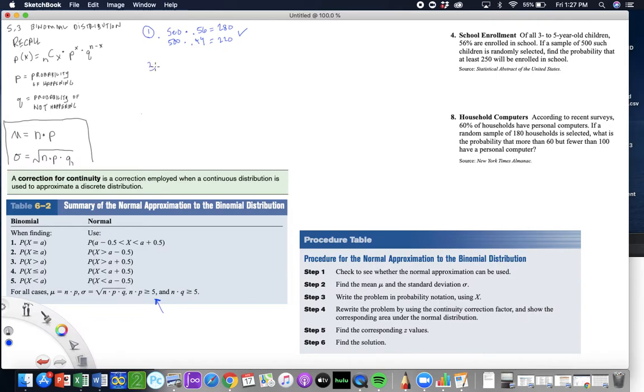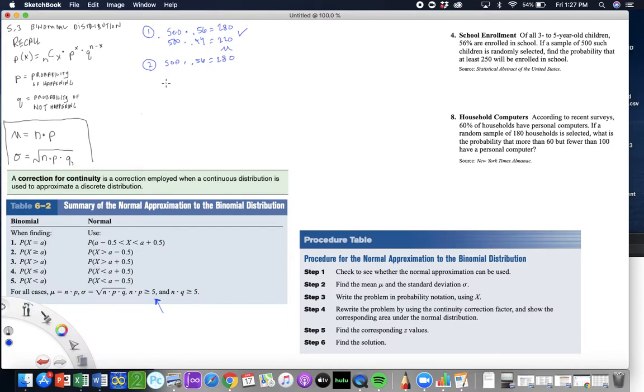All right, so step number 2 is we need to find the mean and the standard deviation of the problem. So we're going to take n times p. Now what you'll notice is I've actually already found this. N times p was what I used to check to see whether I can use this process. So I'll just rewrite that just so you guys can see that. 500 times 0.56 equals 280. So that's going to be my mean.